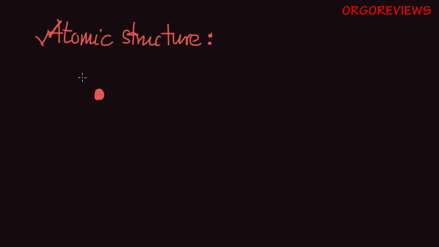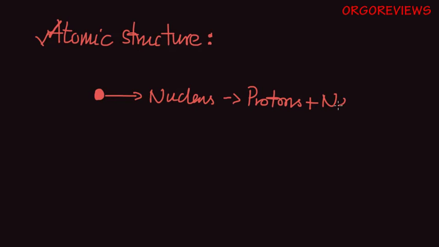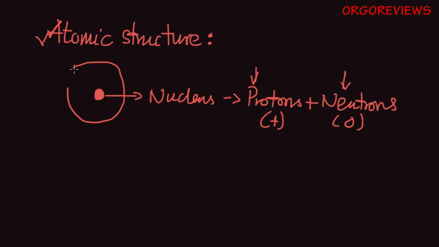So an atom is perceived as having a central nucleus that has protons and neutrons. Now the neutrons, as we know, are neutral. You can tell from the name, neutral. Protons are positively charged. You can tell from P is positively charged. And then it is surrounded by electrons, which are negatively charged.